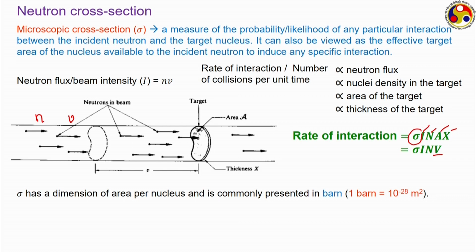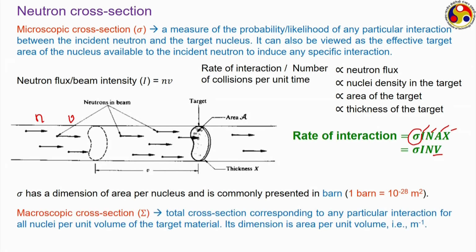Barn is generally a very small unit, so quite often we have to go for multipliers of this one. There is another term called macroscopic cross section, which is actually the total cross section corresponding to any particular interaction for all nucleus present per unit volume of the target. So we are talking about the macroscopic cross section, given by capital sigma, as the product of the microscopic cross section and the number of nucleus present per unit volume of the target, that is N into sigma.